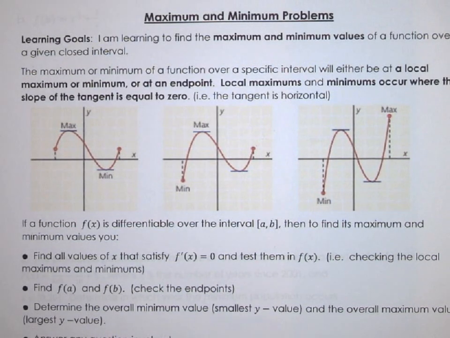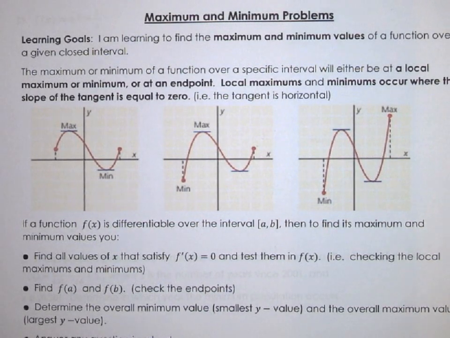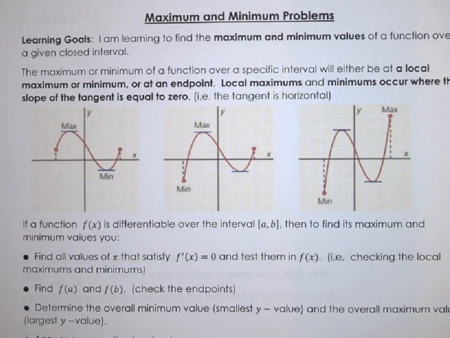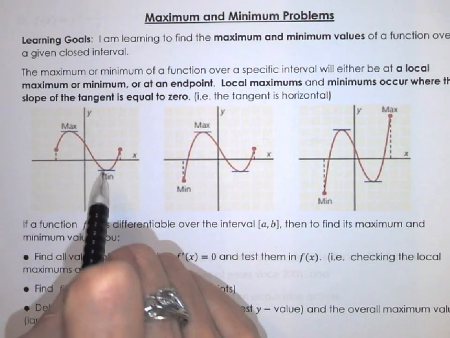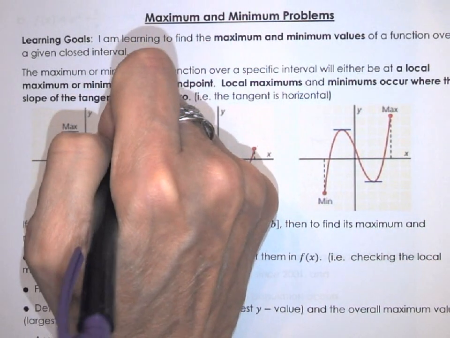Okay, today we're learning about maximum and minimum problems. And after curve sketching, this should seem pretty intuitive. So we learned in our last unit on curve sketching that local maximums and minimums occur where f prime at x equals 0.